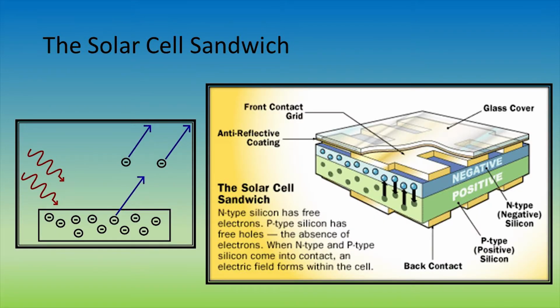A solar cell is made up of multiple layers of material. On the top is a glass cover and anti-reflective coating to protect the cell from damage. Behind the cover is the front contact grid used as the negative terminal of the circuit. Next is the N-type silicon with a semiconductor with excess electrons. Under this layer is the P-type semiconductor, of which contains free holes or the absence of electrons. Lastly, the bottom layer is the back contact, which is used as the positive terminal of the circuit. Due to this action, an electric field forms within the cell and creates a current.